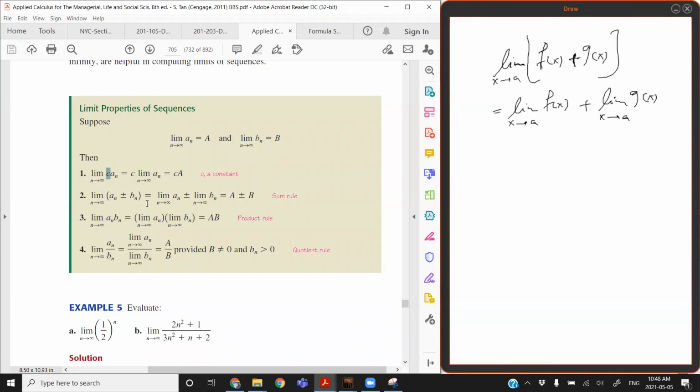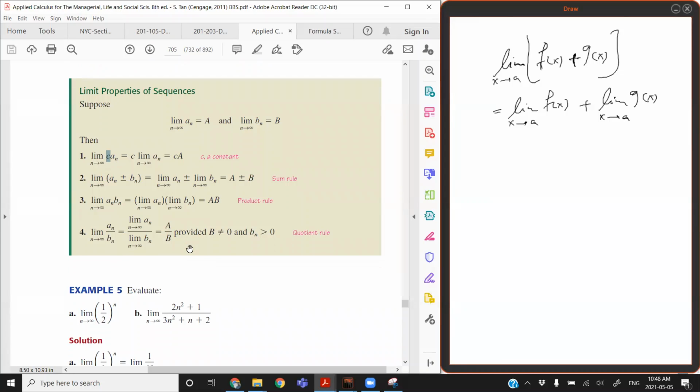Limit of an plus bn is going to be limit of an plus limit of bn. Limit of an minus bn is going to be the limit of an minus the limit of bn. Limit of a product is going to be the product of the limits. So limit of an times bn would be limit of an times limit of bn. It's going to be a times b. And the same thing is true for a quotient. Limit of an over bn would be limit of an over limit of bn. And this would be the case as long as this limit at the bottom is not 0, because division by 0 does not make sense. So we had the same properties for limit of functions, and now we see them again for the limit of sequences.